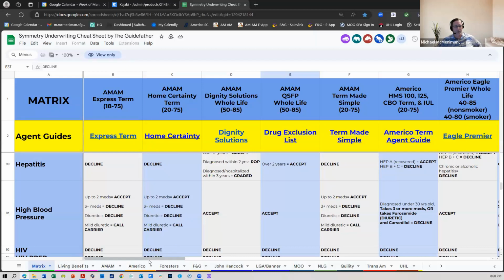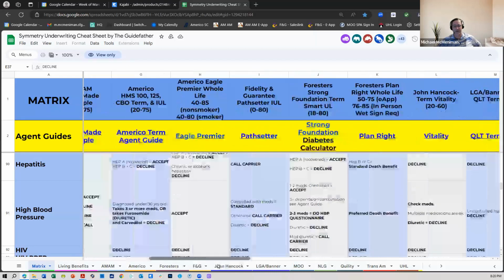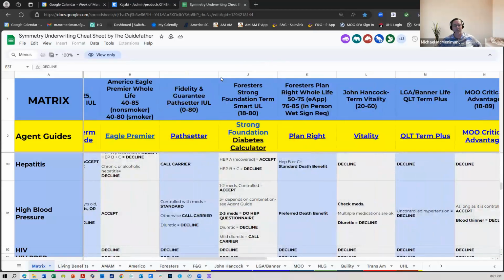Right? Now, if we scroll to the right, just to show you some different things, and we look at Forrester's strong foundation term policy, if they're on one or two meds and it is controlled, then they'll be accepted. If they're on 3 medications, you're going to have to dig into the agent guide, and you're going to have to do a high blood pressure questionnaire, which is an extra form. If, however, they're on only 1 medication, but it's a diuretic, they're going to get declined.